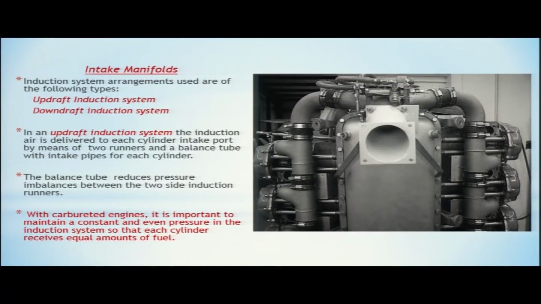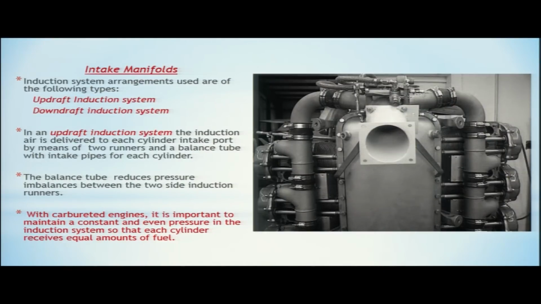Induction system arrangements used are of the following types: updraft induction system and downdraft induction system. Now there are different types of induction system arrangements on different types of aircraft, depending on the components and the placement of the components. So the induction system can be an updraft induction system or a downdraft induction system. We will show you on the aircraft how they look, what is an updraft, what is a downdraft.